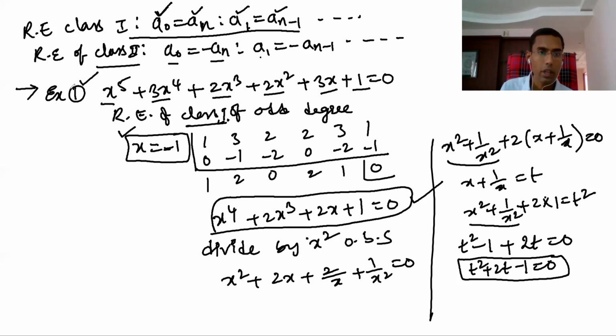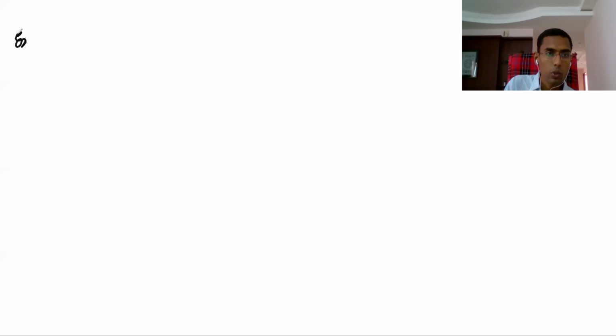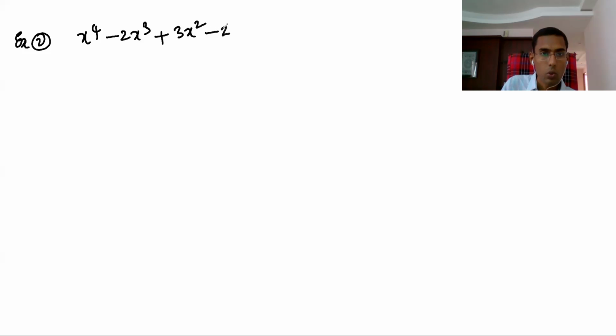So what did you understand? For an odd degree reciprocal equation of class 1, minus 1 is a root. So the next example, example 2, an even degree reciprocal equation of class 1, that is x power 4 minus 2x cube plus 3x square minus 2x plus 1 equal to 0.